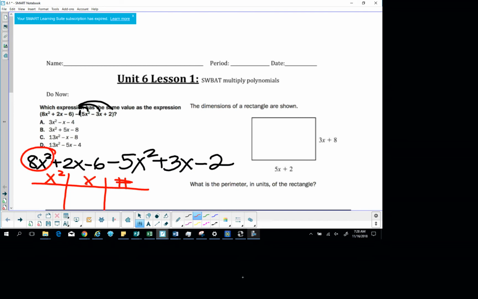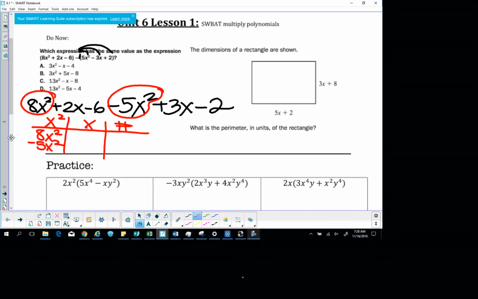So 8x squared goes to my x squared, and negative 5, don't drop that negative, goes right here. What's 8 minus 5? Good, 3x squared. So I know it starts with a 3x squared. Which ones don't start with 3x squared? There's C and D. Cross them out.